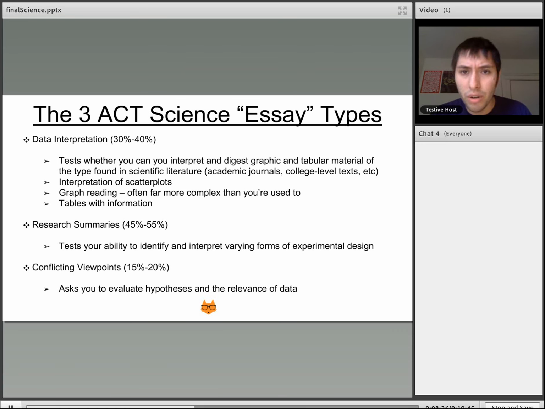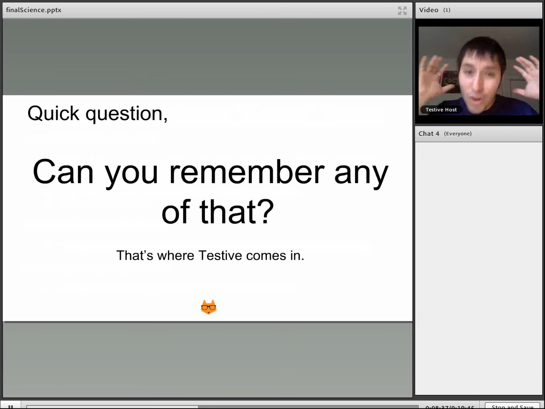And then the rest of the questions, a much smaller percentage, between 15 and 20% of the questions, are conflicting viewpoint questions. And these are going to be asking you to evaluate hypotheses and the relevance of data. Now, I just said a whole bunch of stuff. I got a quick question for you. Can you remember any of what I just said?